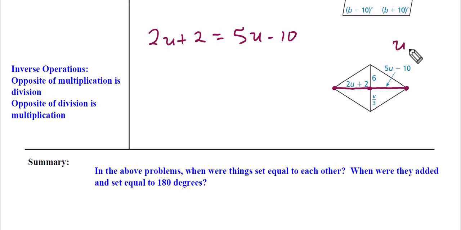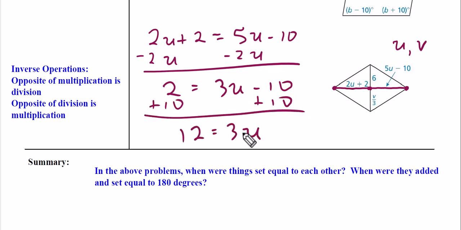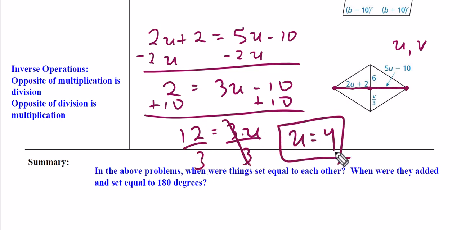So we're looking for u and we're looking for v. If we subtract 2u from both sides, and then if we add 10 to both sides, and then if we divide both sides by 3, we get u is equal to 4. And again, it's always a good exercise if you want. I'll mentally do it with you. If we plug a 4 into here, 2 times 4 is 8 plus 2 is 10. This is 10 long. If I take the same 4 and plug it in here, that's 5 times 4 is 20. 20 minus 10 is 10. So you see they actually end up being the same lengths.